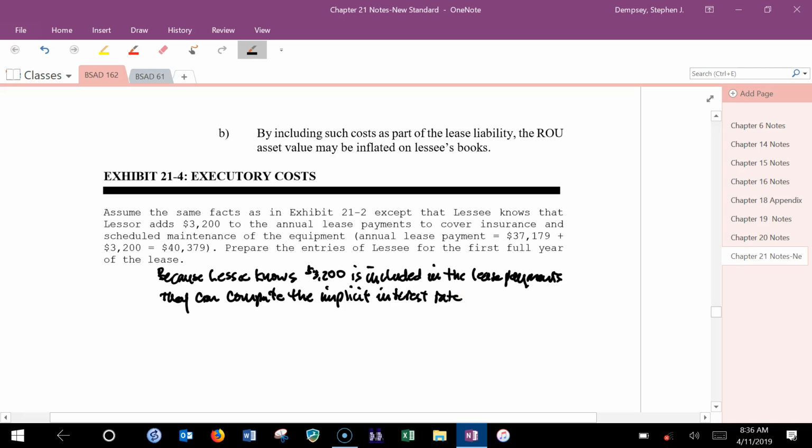Okay? Well, how? Well, again, we would do the same thing we did before, where we set it equal to $160,000. The capital lease payment that excludes the executory costs would be $40,379 minus the 3,200. So it would be back to the old 37,179. See? You getting this point? And they know the lease is for 5 years.